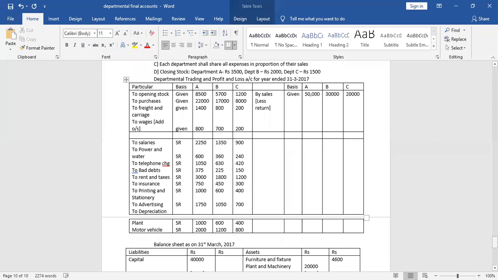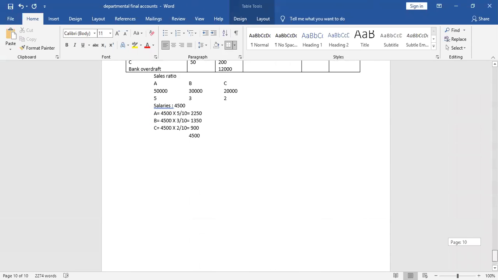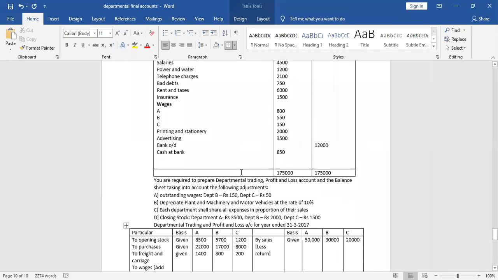Now let us go to the next adjustment. Each department shall share all expenses in proportion to their sales. That we have done. Closing stock. Now the next adjustment is of closing stock, by closing stock. This is given.